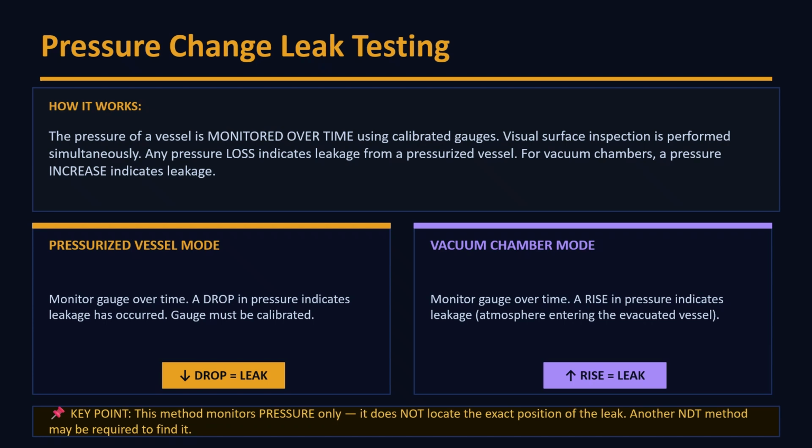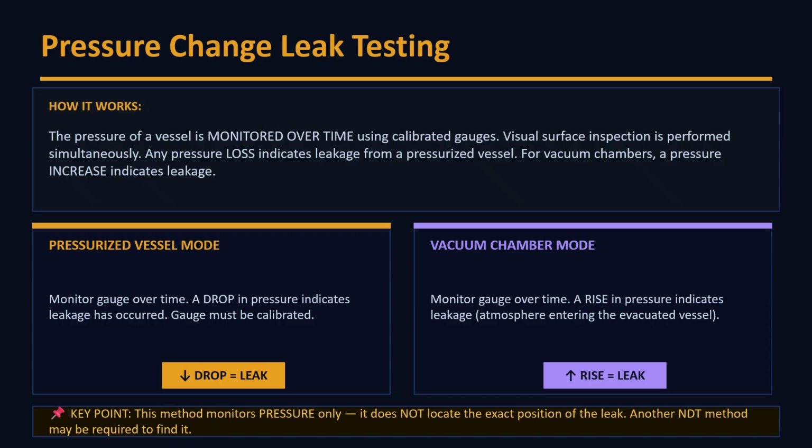This method is elegant because it does not require tracer gases. It does not require sophisticated detectors, and it does not require direct leak visualization. Instead, it relies on pressure monitoring. Here's how it works. A vessel is pressurized. A calibrated gauge monitors internal pressure over time. If pressure decreases unexpectedly, leakage may be occurring.